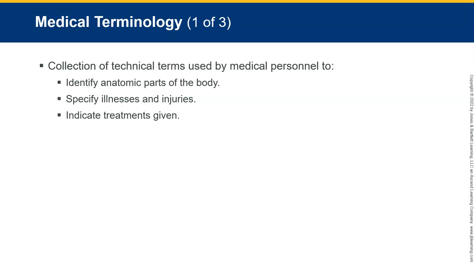Medical terminology. We mentioned all of the big fancy words that we're going to be talking about. Medical terminology is a collection of technical terms used by medical personnel to identify anatomic parts of the body, specify illnesses and injuries, and indicate treatments given. It is mostly intended to clarify language so one person can communicate clearly to another the anatomic location of an injury, the signs and symptoms of a disease, and the treatments given. Whenever you say certain things, people that know that language, and it really is its own language, know exactly what you're talking about.